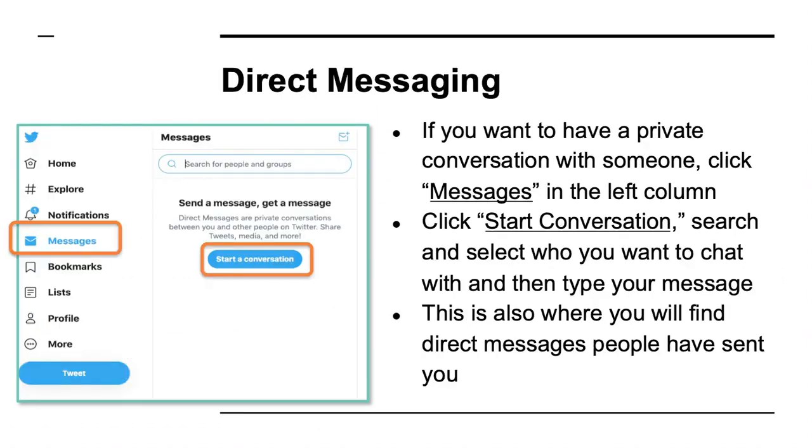Direct messaging. If you would like to have a private conversation with someone that no one else can see, just click Messages in the left column, which is right here, and you can click Start Conversation, which is the button right here. Search and select who you want to chat with, and then just type your message. This is also where you will find other direct messages people have sent to you, and you can respond to them however you'd like.